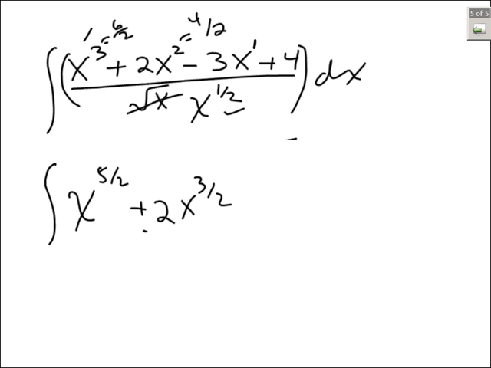The power here is understood to be 1, which is 2 over 2. Take away a half, get 1 half. So it's minus 3x to the 1 half, plus 4 over x to the half.